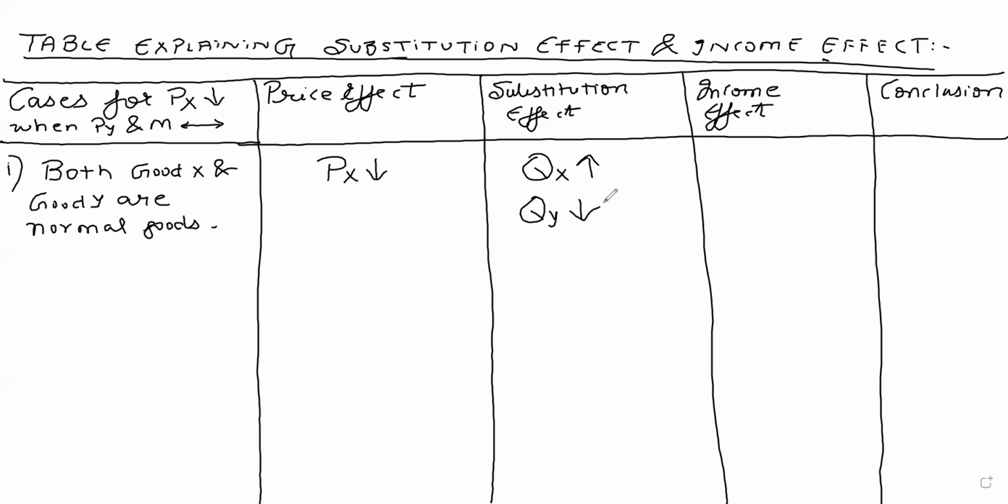What will be the income effect, guys? Now let's look at the purchasing power. Now let's keep relative price aside. When price of good X falls, what happens to purchasing power? What is my purchasing power? M by Px. When Px falls, M upon Px goes up, the purchasing power goes up. That means you can now buy more of good X and more of good Y.